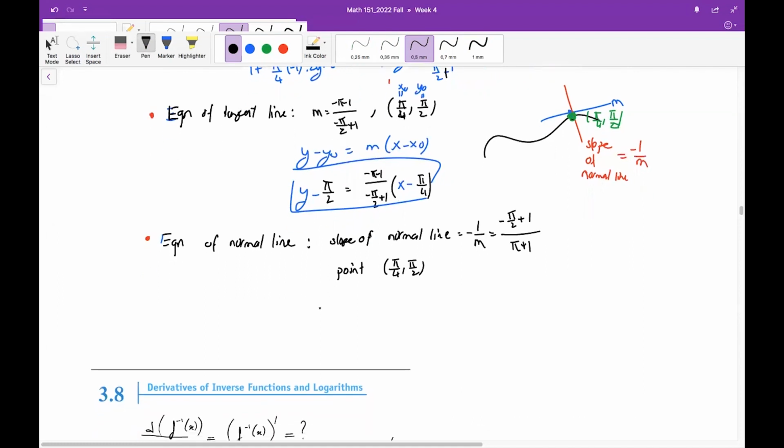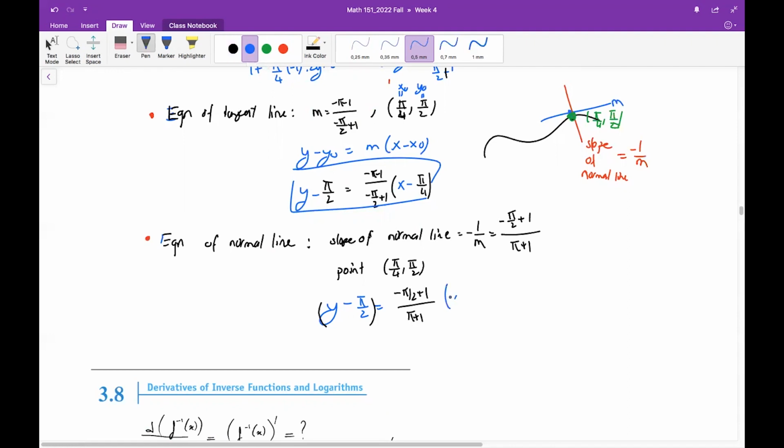That's why the equation goes like similarly above, y minus y0 equals slope. This time the slope is a bit different: minus pi over 2 plus 1 over pi plus 1, and then x minus x0, pi over 4. Okay, and this is the equation of the normal line. So that's it.